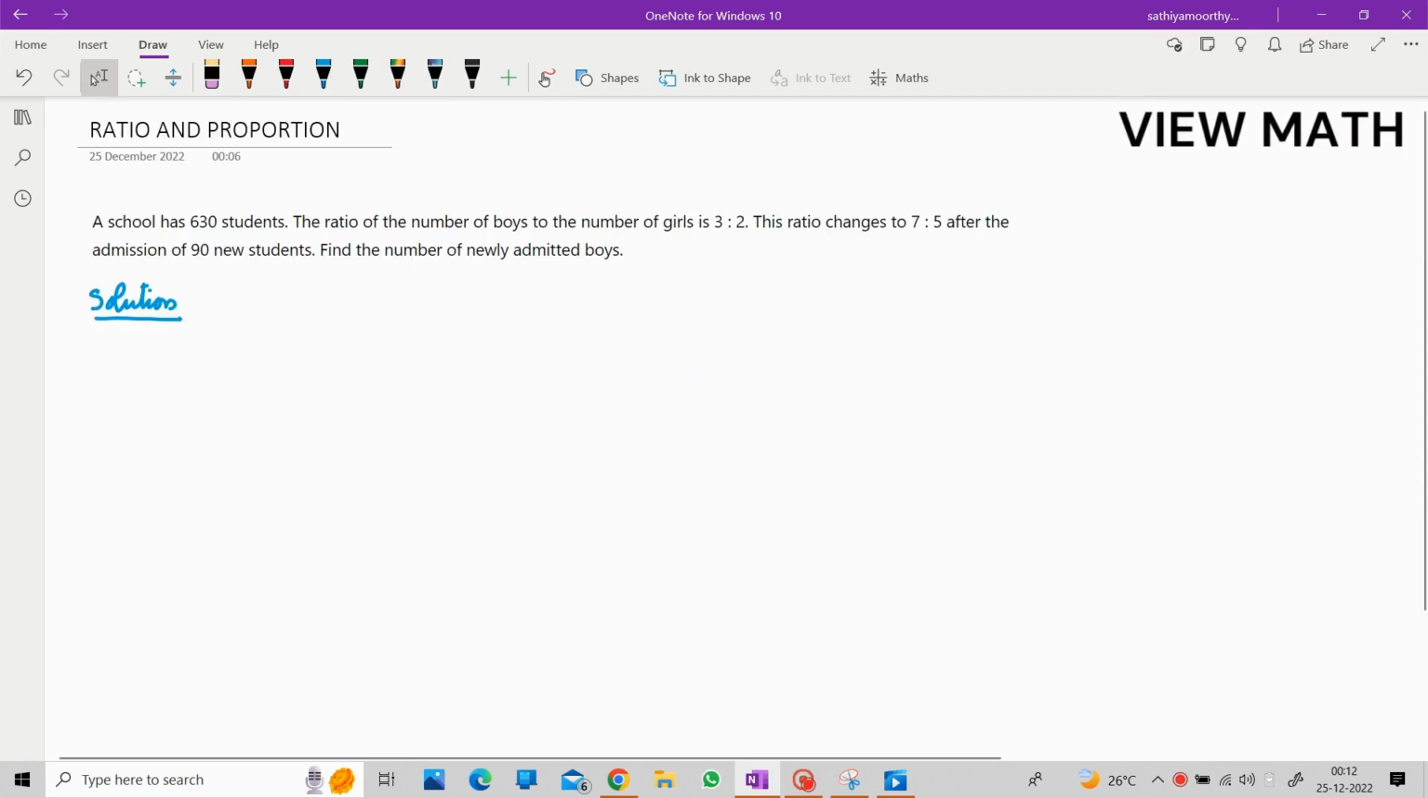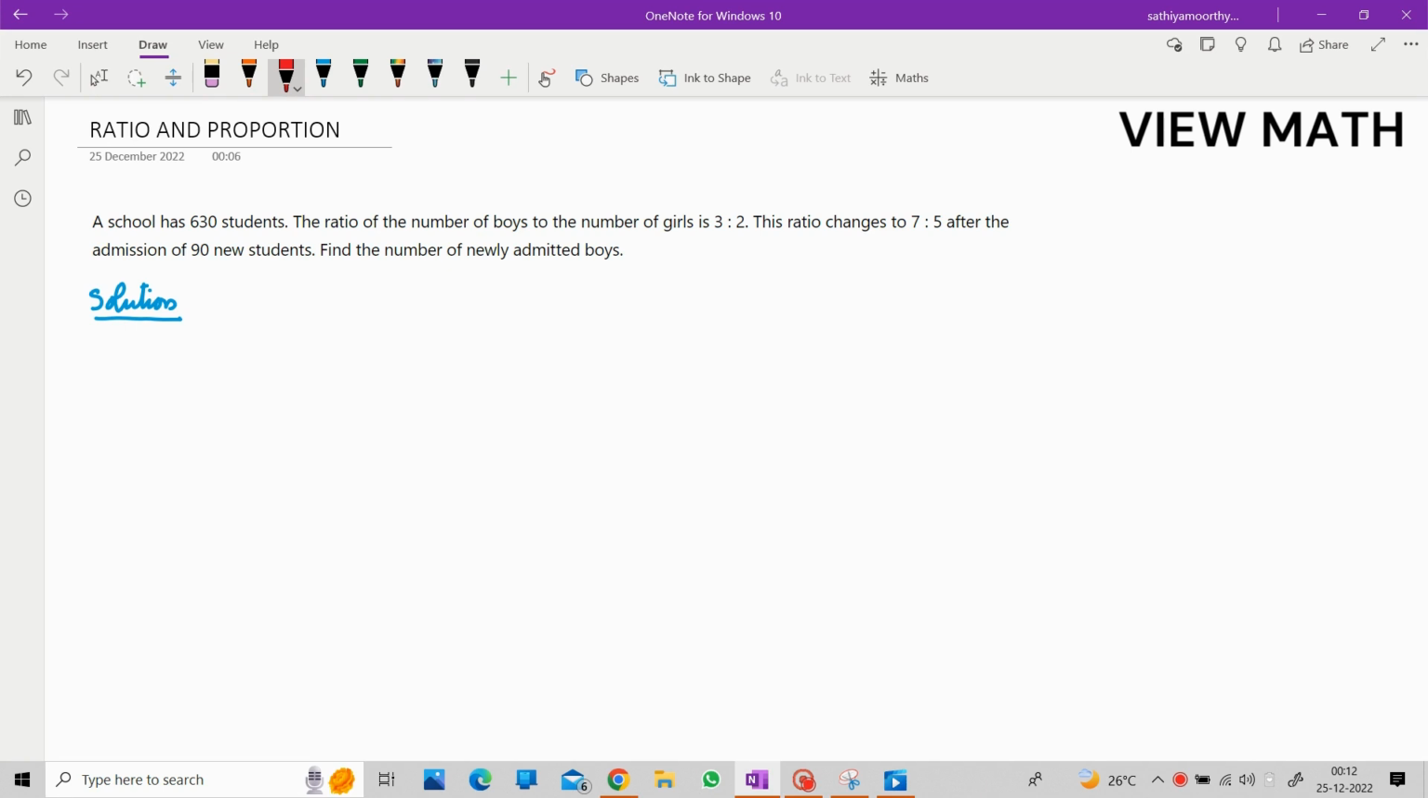Now let's see the next problem. A school has 630 students. The ratio of number of boys to the number of girls is 3:2. The ratio changes to 7:5 after the admission of 90 new students. Find the number of newly admitted boys.